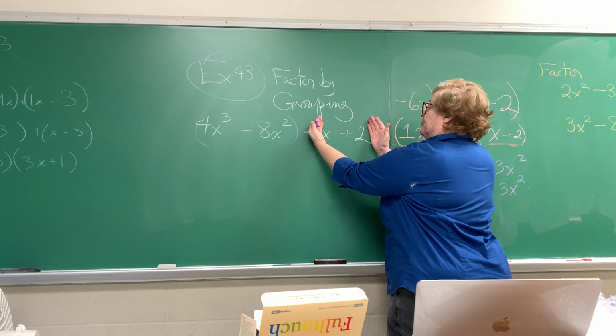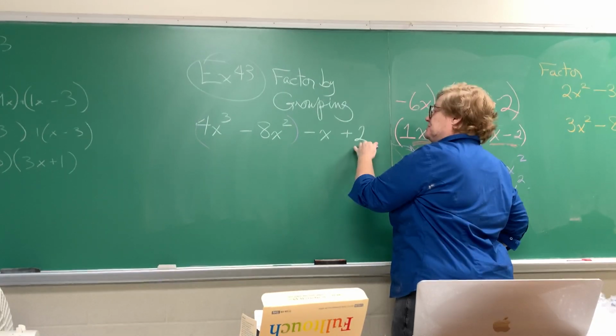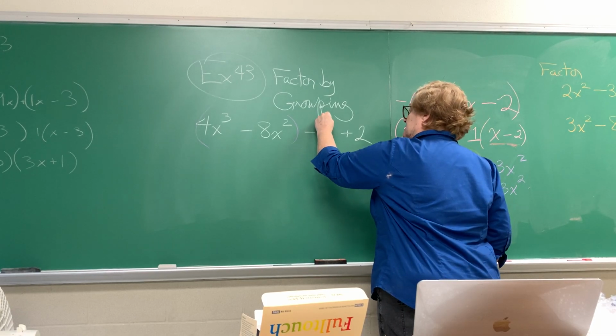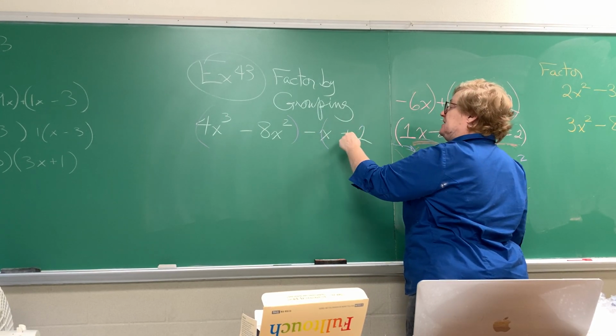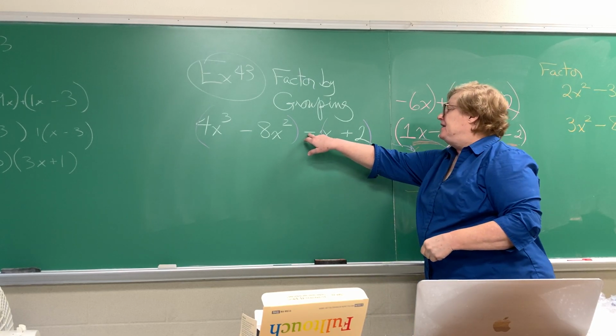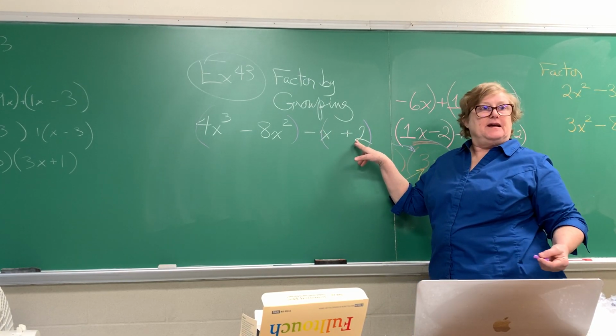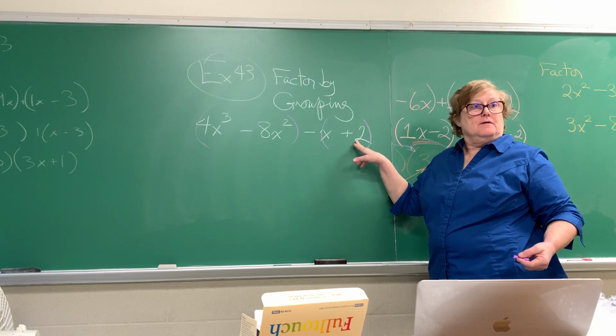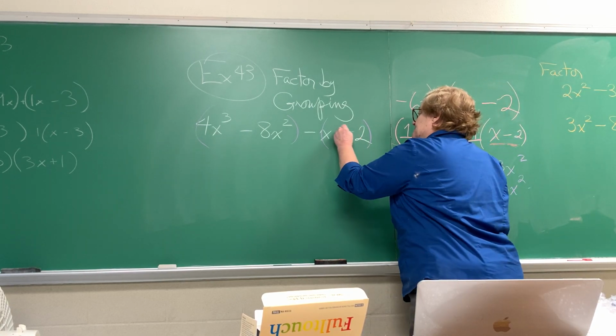Just slap parentheses around the x and the 2. I've got to change something. Our 2 needed to be positive, but now I've got a negative times positive 2, and that's negative. How can I fix it? That's right. Good.